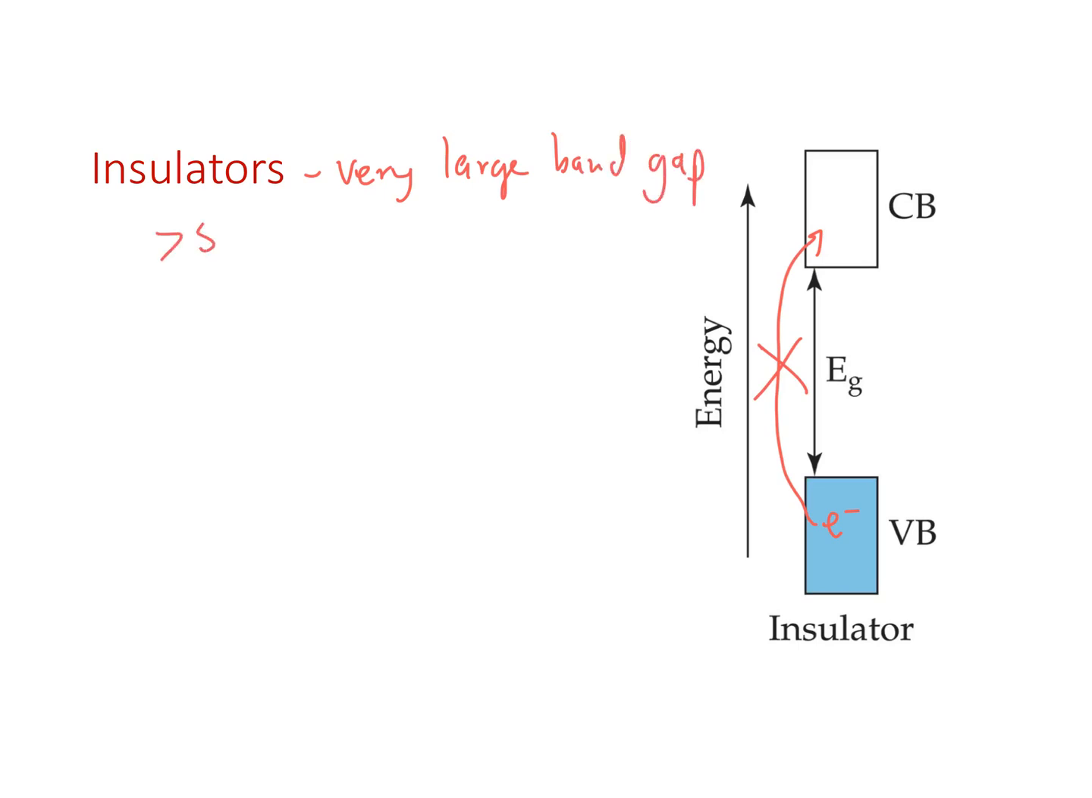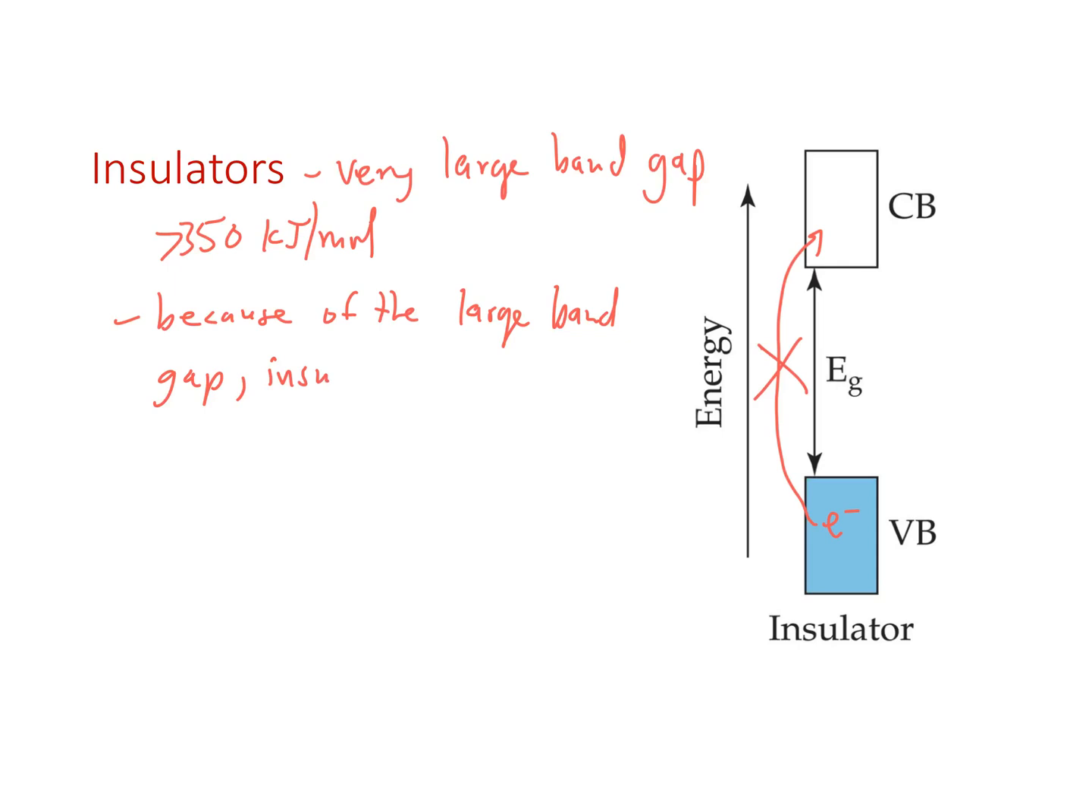Greater than 350 kilojoules per mole. And because of the large band gap, I won't be able to take an electron from the valence band and put it into the conduction band, and because of that, it's not going to be able to conduct electricity. Because of the large band gap, insulators are unable to conduct electricity.